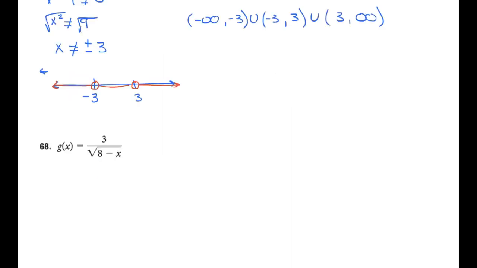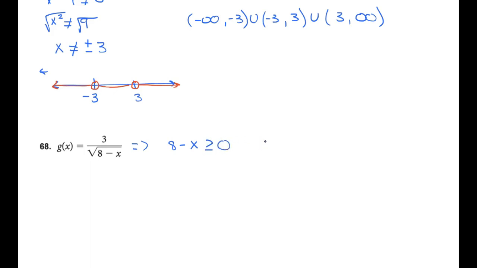Okay, so this is the last example that I have for you, and so there's a couple things you really have to think about here. You've got a denominator and you have a square root in the denominator. So we are going to work on what has to not be happening here. So we know that 8 minus x has to be positive. So it's got to be greater than or equal to 0.